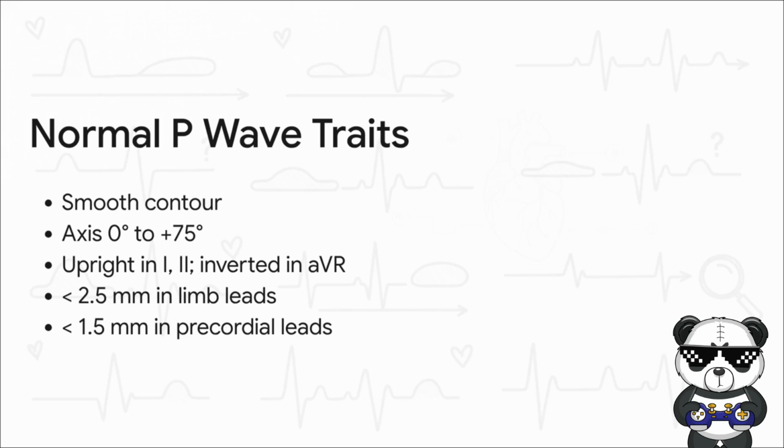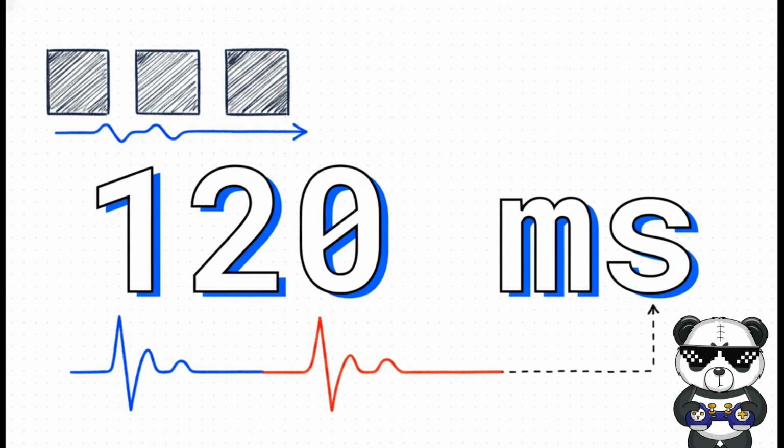All that really means is that it stays upright in leads I and II, and, as you'd expect, predictably inverted in AVR. There is also a hard ceiling for amplitude. It has got to stay under 2.5 millimeters in the limb leads and under 1.5 millimeters in the precordial leads. And then we have this absolutely critical cutoff value, 120 milliseconds. If you are looking at standard ECG paper, that is exactly 3 small squares.